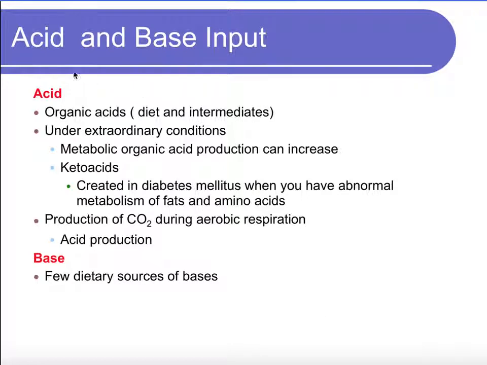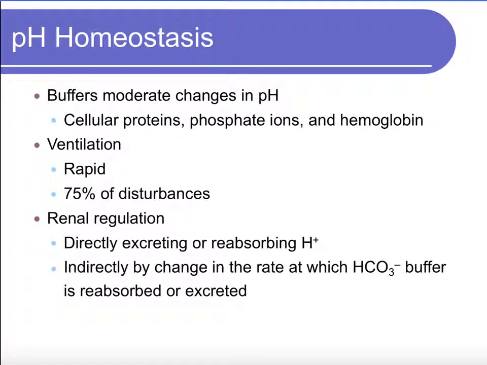So again, to summarize, acids, that's really what we have to deal with because we bring them in through our diet and we also make them. Bases, we don't have to deal with as much. There are few dietary sources of bases. And how do we deal with changes in pH? Like we said in the previous figure, buffers are our initial go-to, the most important being bicarbonate ion. And then we have our respiratory system and then our renal system.